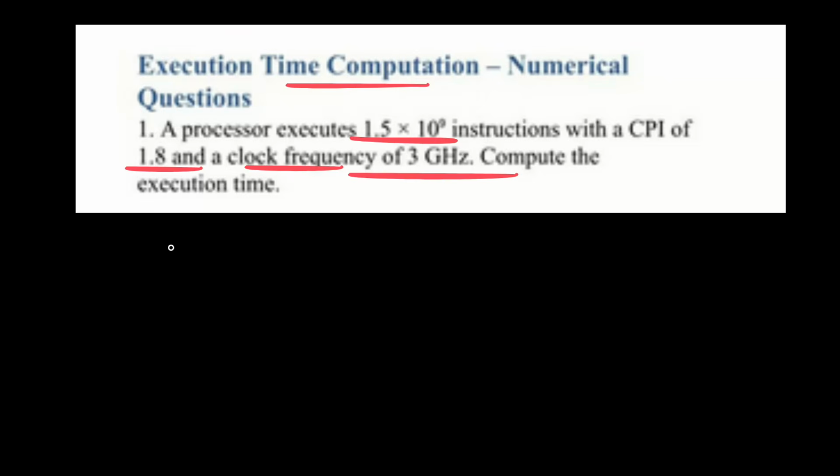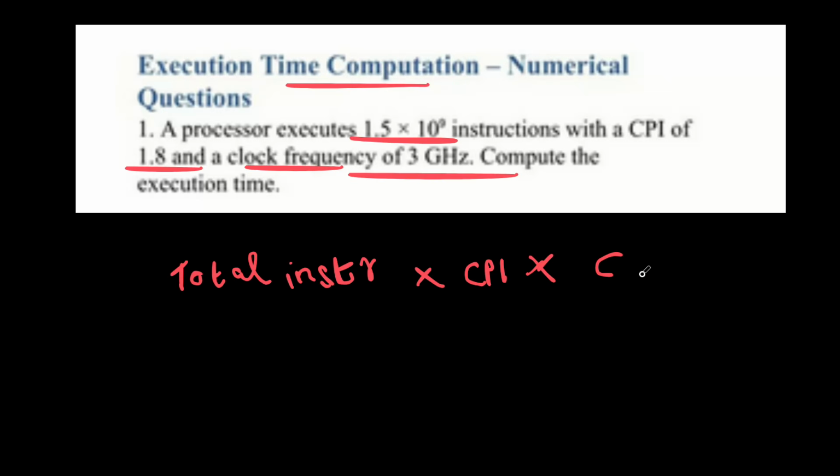We know to calculate the execution time, the formula is what we discussed in the previous slide. That is, the total instruction into CPI into clock time period. We have said clock time period is nothing but 1 by frequency.